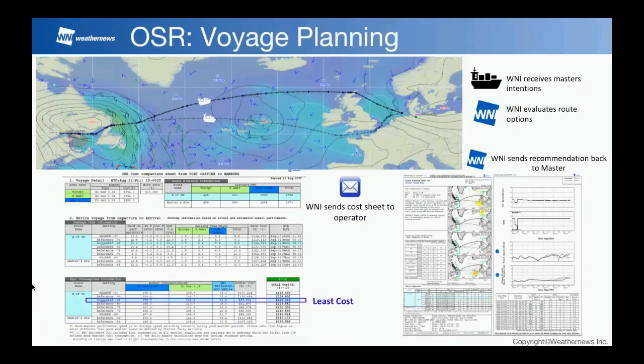So kind of looking at maybe an example, how our service works is that we will receive the master's intentions, or kind of the plan that the captain is intending to do, and then we will look at this and we will evaluate all the different route options in order to find the best route possible, also taking into consideration your business needs. So maybe the captain is intending to go by the English Channel, but when we evaluate north of the UK, we find that with the current conditions and the expected forecast, this is the best route in terms of the arrival time and also the fuel consumption.